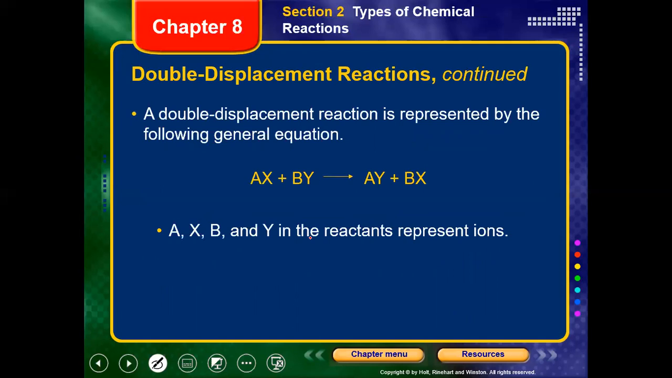Double displacement reaction, as I said, is a reaction between two compounds, forming two new different compounds. As you know, if the compound is an ionic compound, the first element is always positive and the second is negative. So what will happen? The positive from the first compound bonds with the negative from the second compound, and the positive from the second compound bonds with the negative from the first compound. So AY plus BX. I didn't write AY plus XB because you always have to write the positive first, followed by the negative, okay?